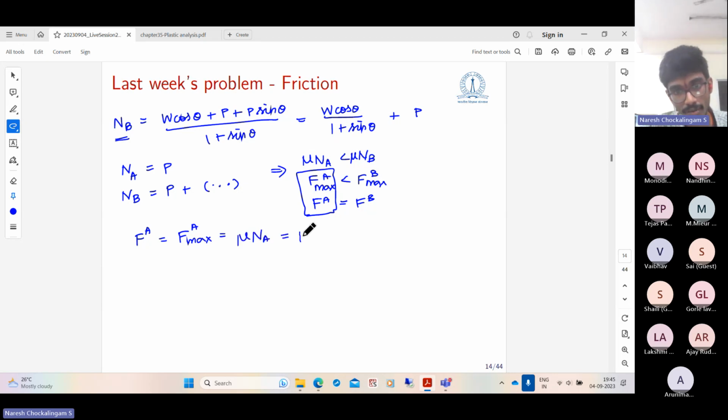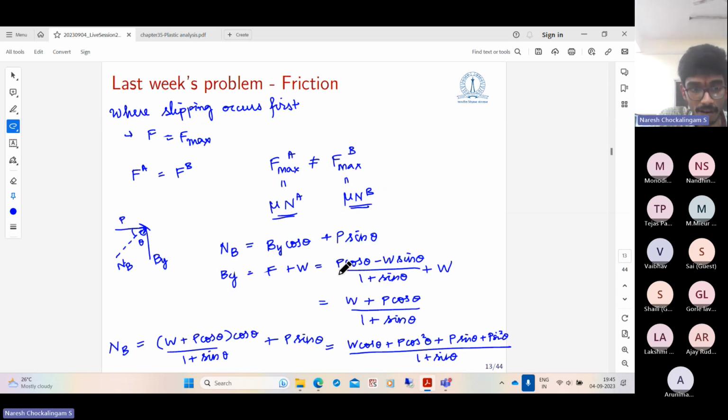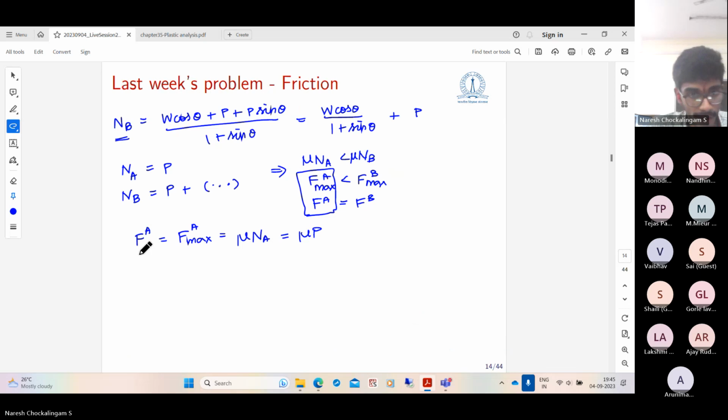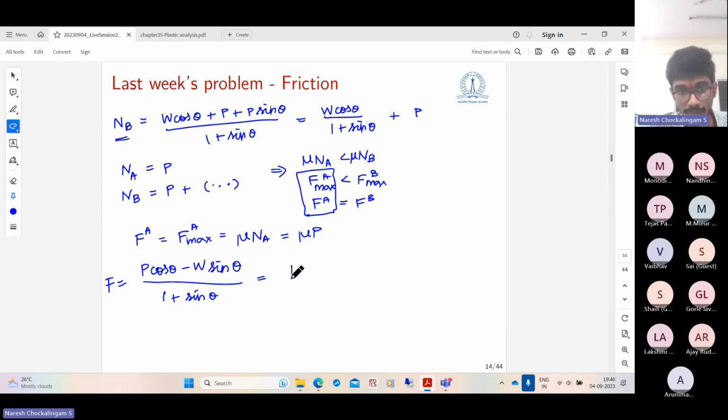And what is NA? It is P, so the maximum friction is mu times P. But what is the friction force at point A? We already determined it is P cos theta minus W sin theta by 1 plus sin theta. So just substitute the values. So F is equal to P cos theta minus W sin theta by 1 plus sin theta, which is equal to mu times P. So that's all. We have an equation.